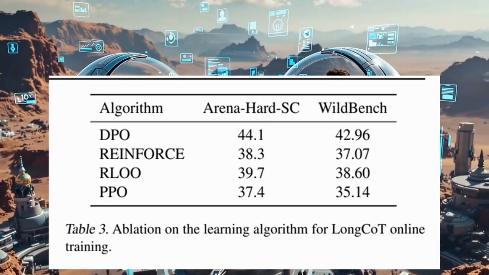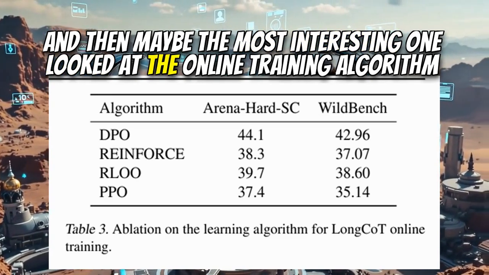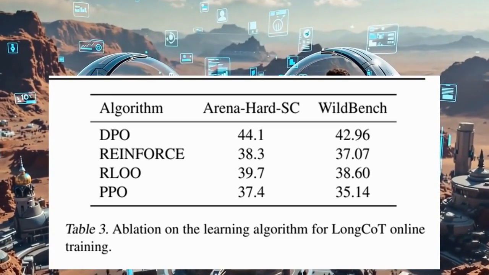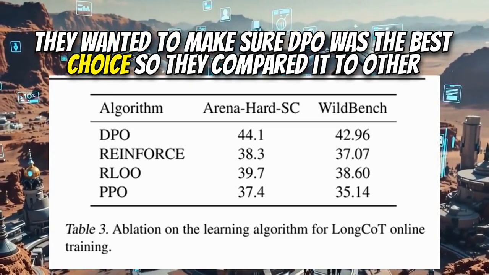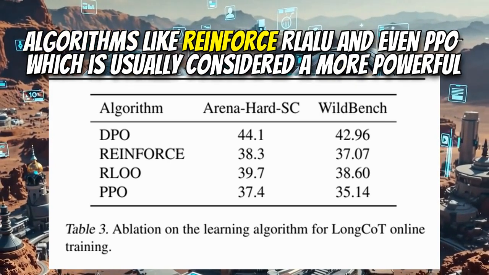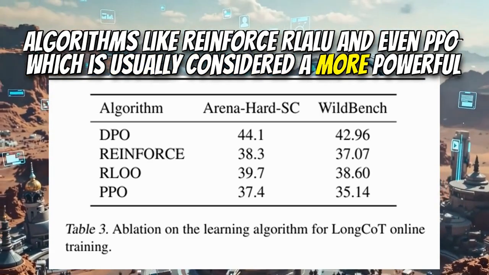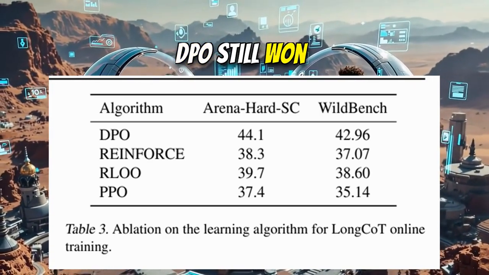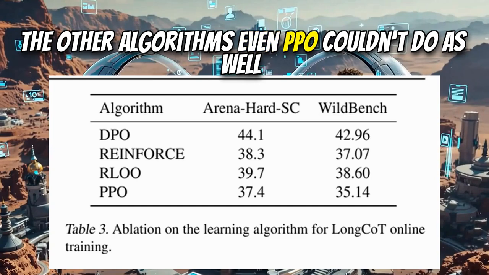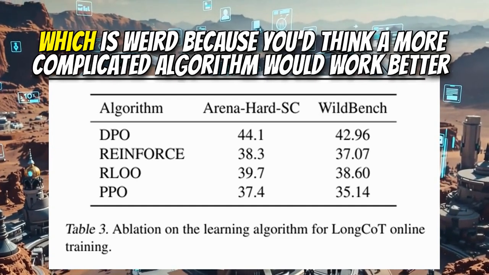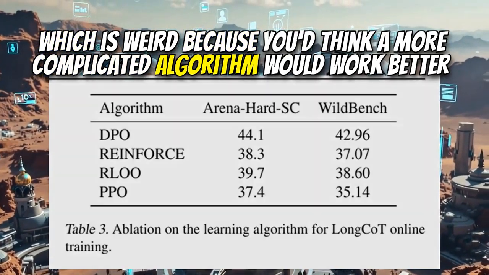That's cool. Yeah. And then maybe the most interesting one looked at the online training algorithm itself. They wanted to make sure DPO was the best choice, so they compared it to other algorithms like Reinforce, RLOO and even PPO, which is usually considered a more powerful approach. DPO still won. The other algorithms, even PPO, couldn't do as well, which is weird because you'd think a more complicated algorithm would work better.